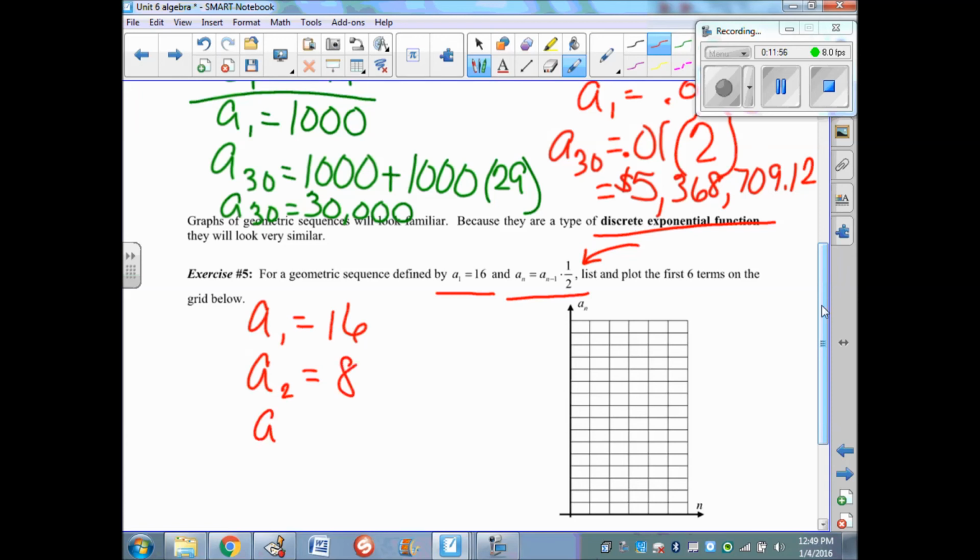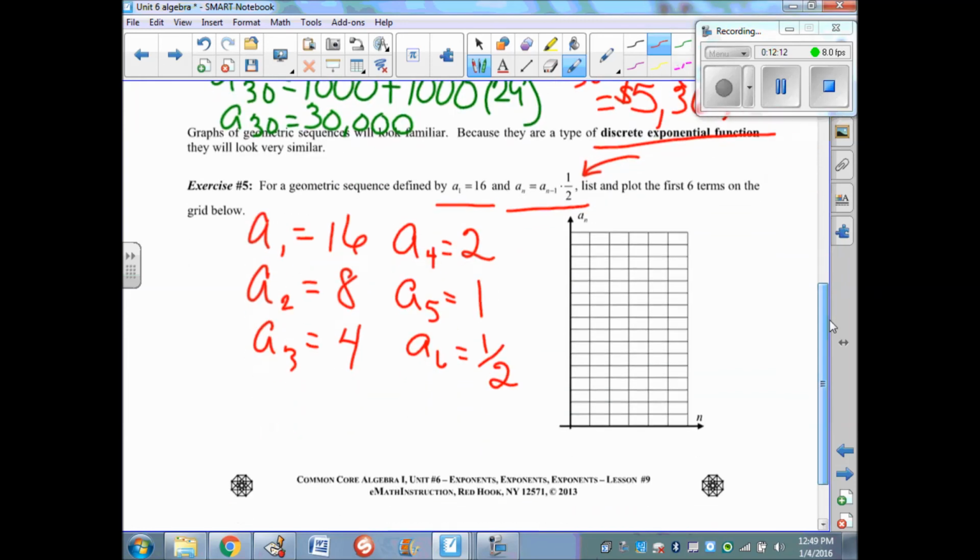So I get 8, and I get 4, 2, 1, 1/2. Okay? So this is exponential decay, all right, a little review. We've got decay because that multiplier, that common ratio, is a number between 0 and 1. So if we were to plot these, because remember, it's a sequence. It's a list of numbers. It's not continuous. So we don't have everything else in between.